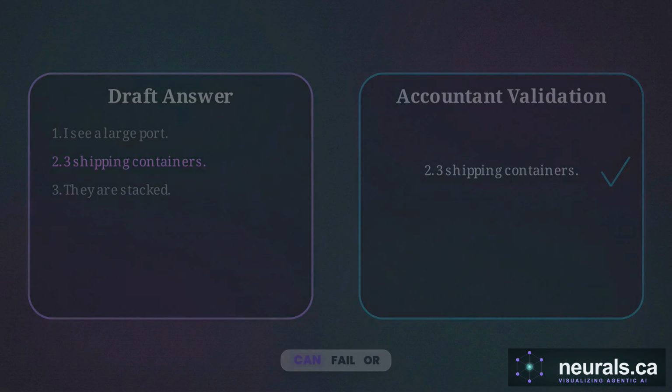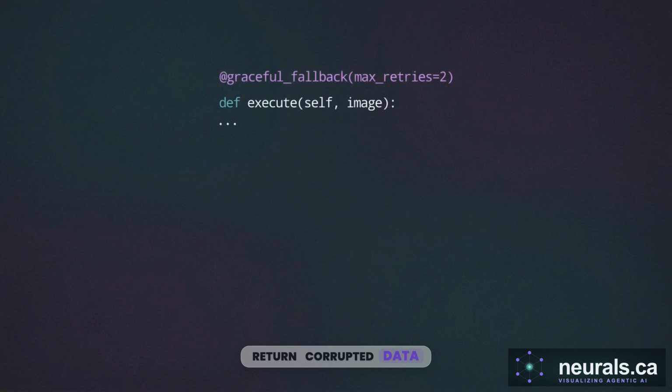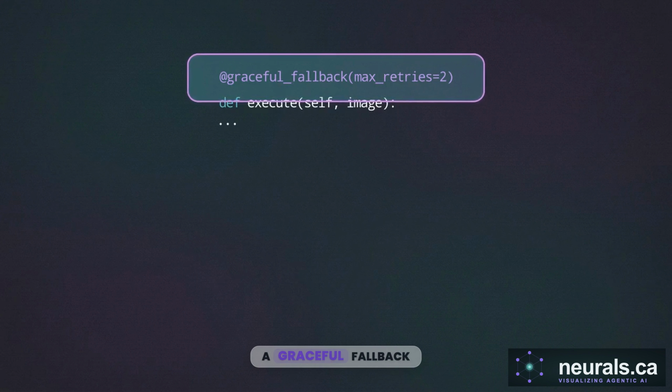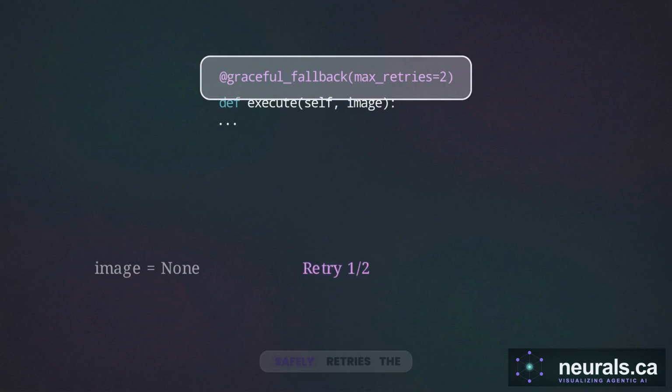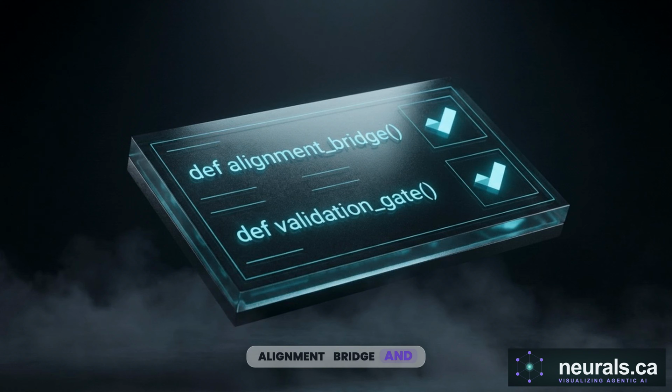Because physical sensors can fail or return corrupted data, the execution method is wrapped in a graceful fallback decorator. If the agent receives a null image array, it catches the type error, logs the failure, and safely retries. The alignment bridge and validation gate exist as discrete, auditable functions in the codebase, translating architectural theory into executable Python.